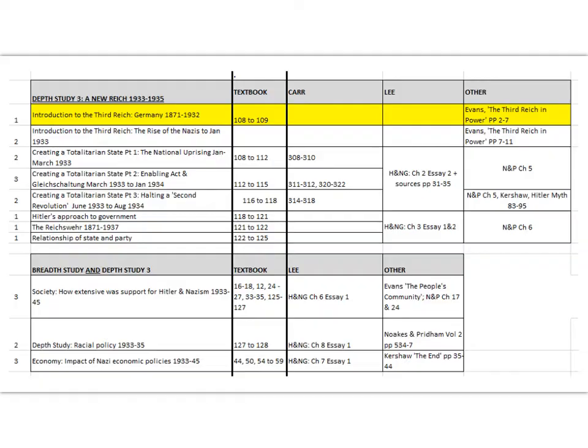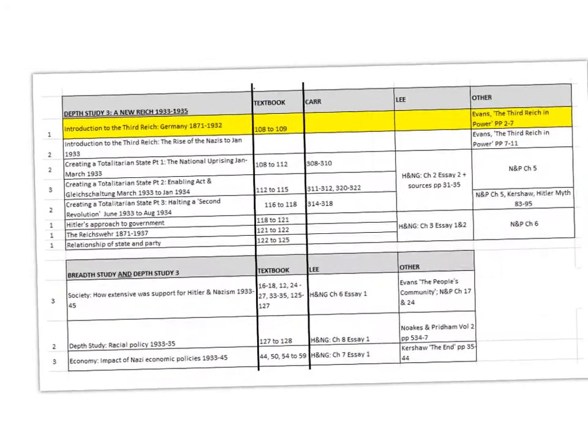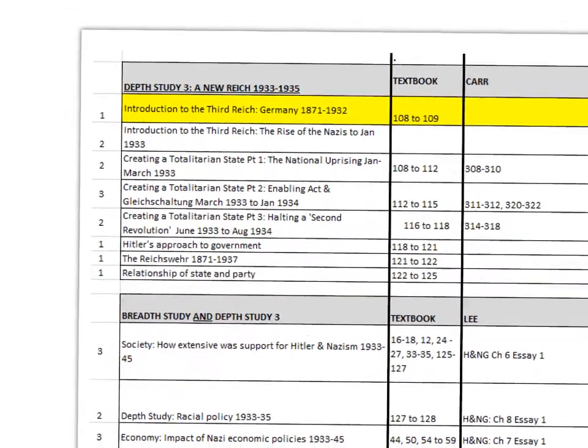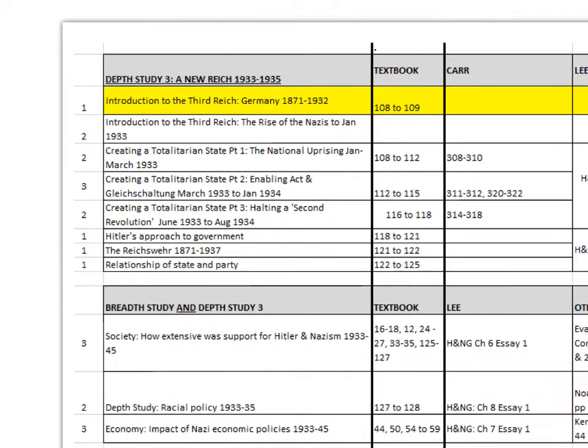There's our big picture. As you can see, if I zoom in, in total we've got 13 lessons on Depth Study 3, which is looking specifically at the Nazi revolution. Hitler and the Nazis were in power for 12 years from 1933 to 1945, but specifically we're looking here in this depth study at the years in which Hitler turned his chancellorship into a dictatorship. So the first 3 years of his rule in which he consolidated his power. So that's the focus of it.